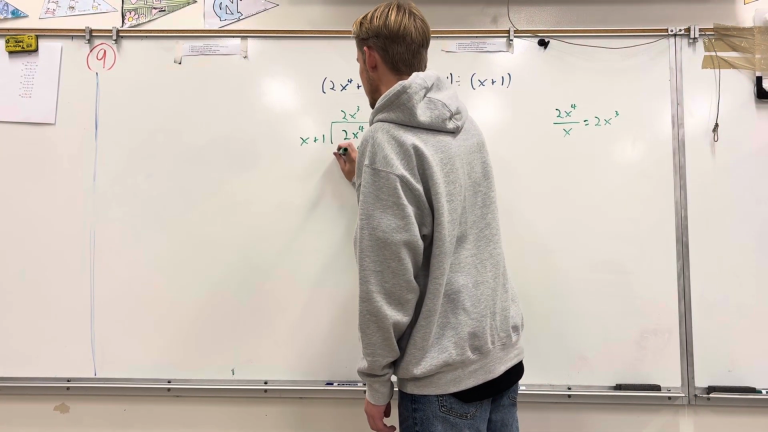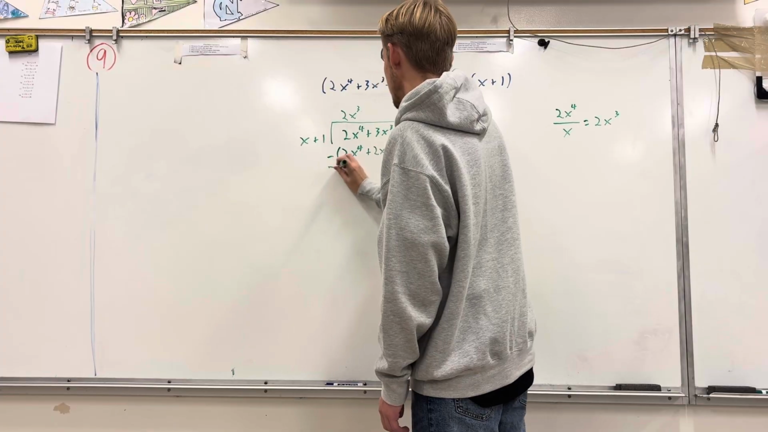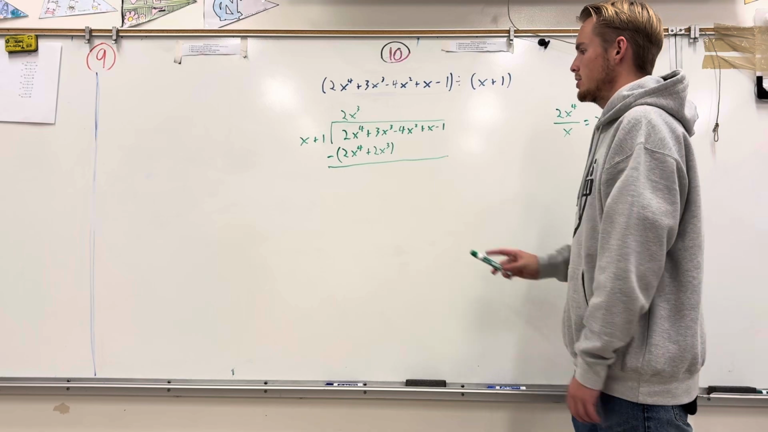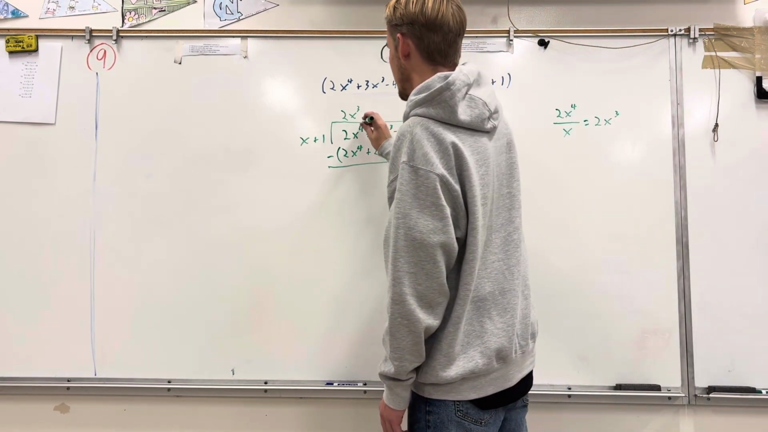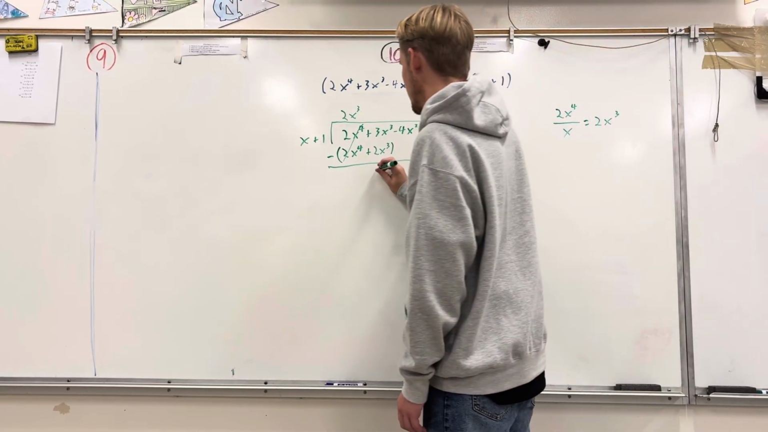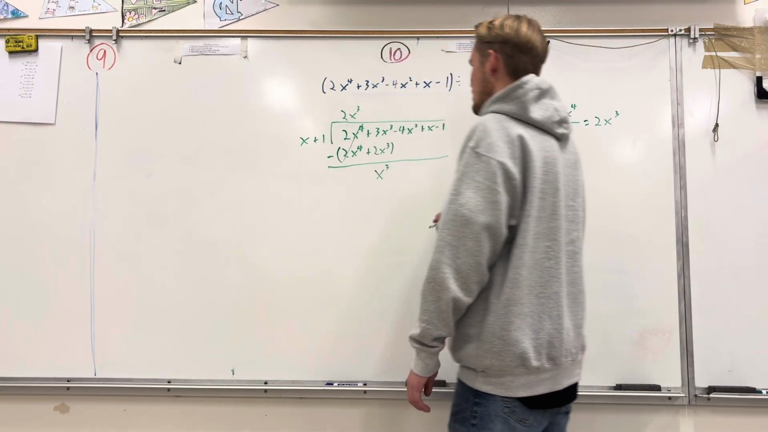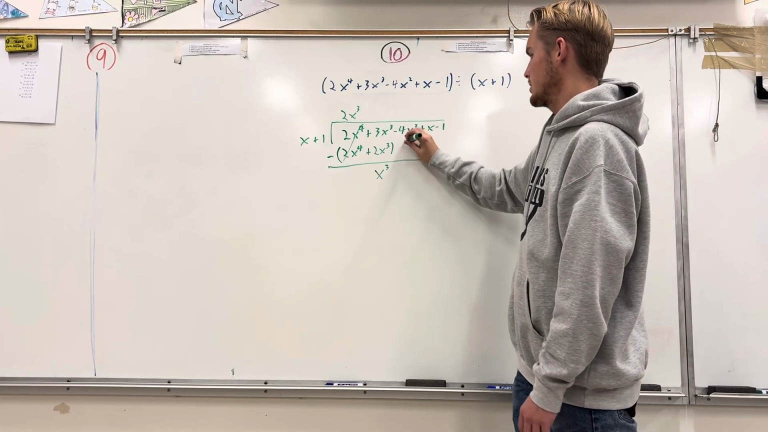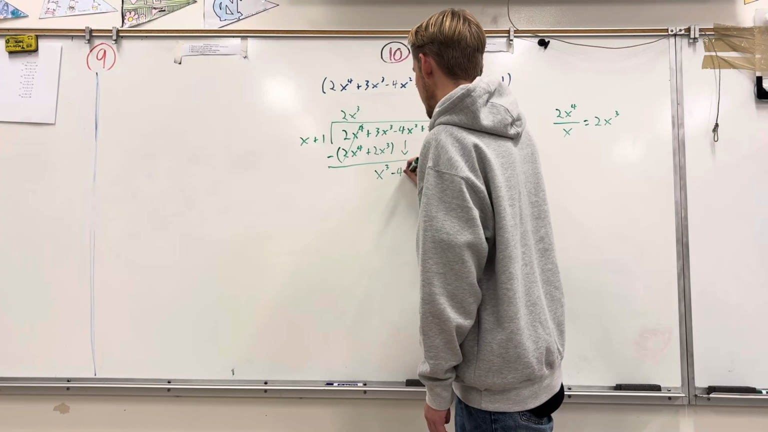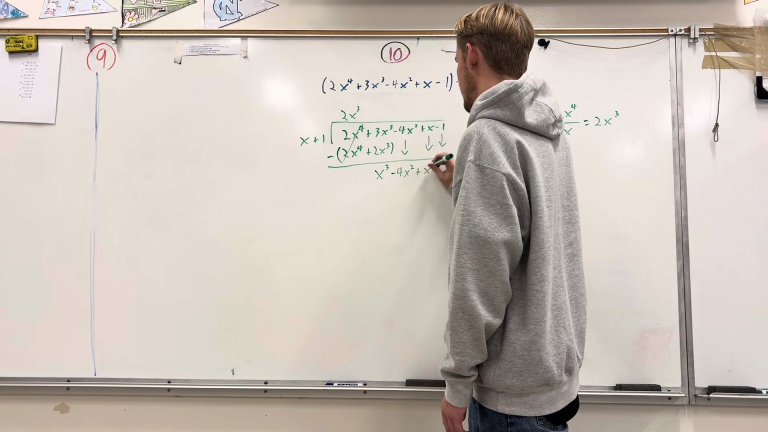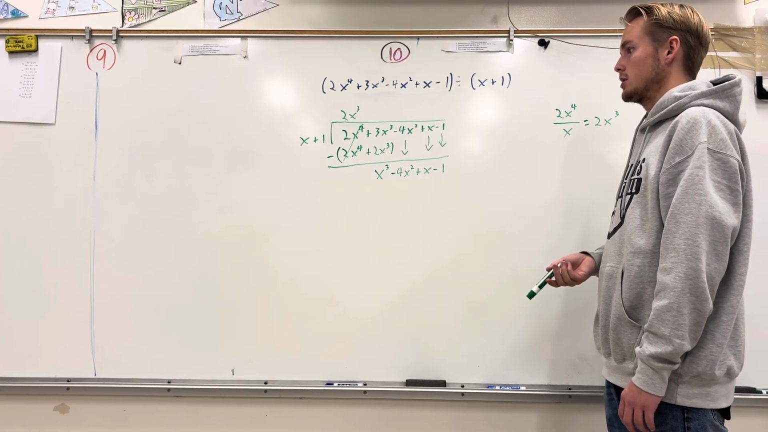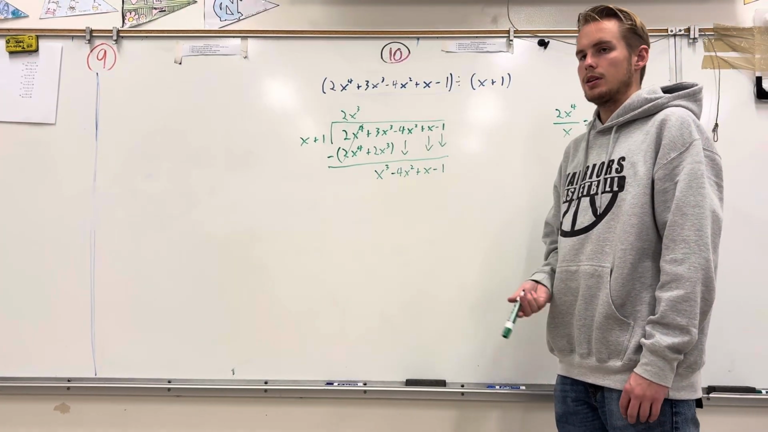Now we're going to do some subtraction. So we're going to subtract this from this. So 2x to the 4th minus 2x to the 4th cancels out. 3x cubed minus 2x cubed, that just equals x cubed. And then these just drop down. So we still have minus 4x squared plus x minus 1. And now we're just going to repeat the procedure that we did before. We're just going to keep repeating this procedure.